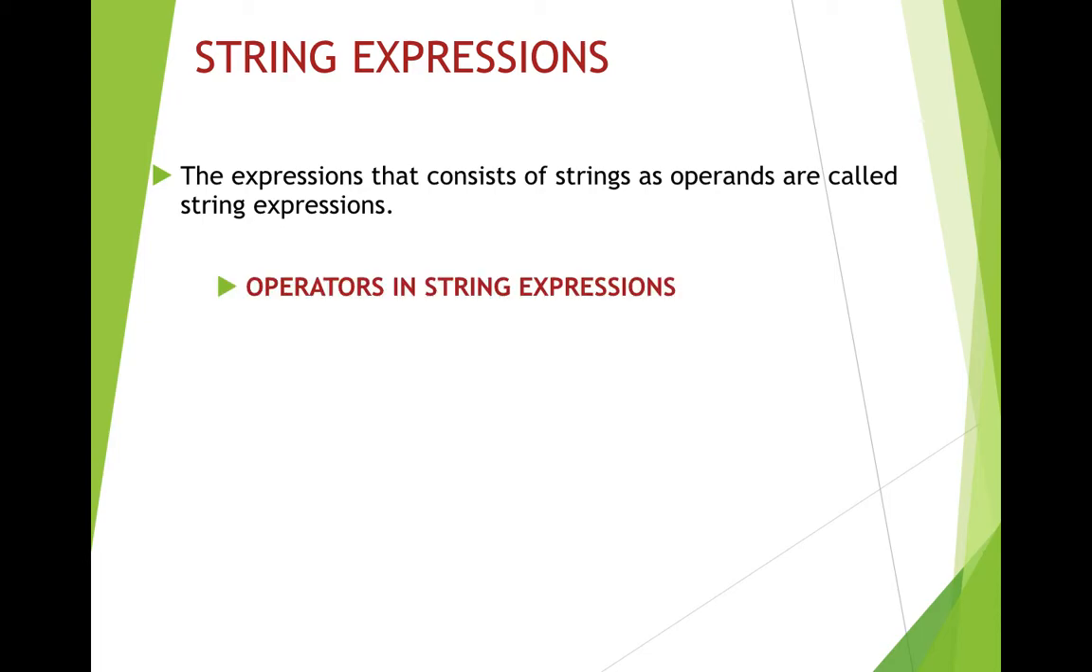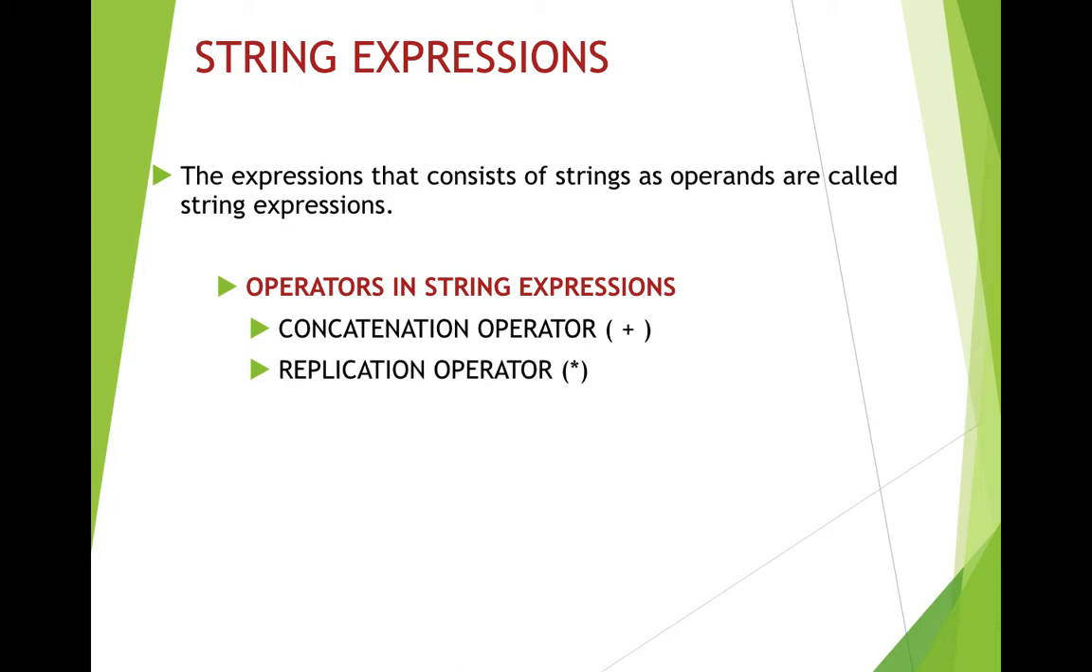Now there are two types of operators in string expressions. First is the concatenation operator. Concatenation means joining two strings, or more than two strings. It is denoted by plus. The second is the replication operator, which is denoted by what? Which is denoted by the multiplication or the star symbol.